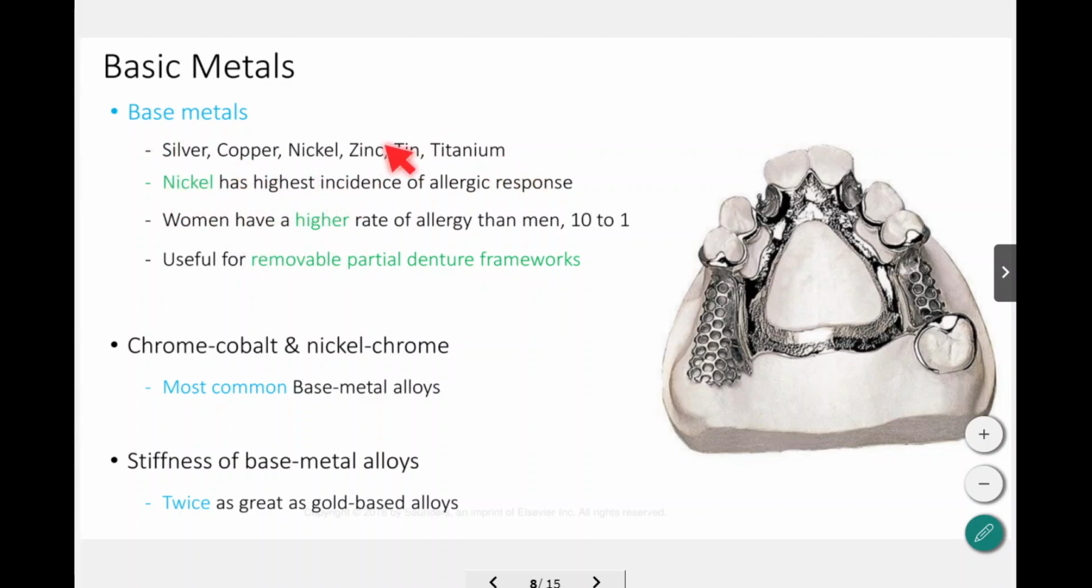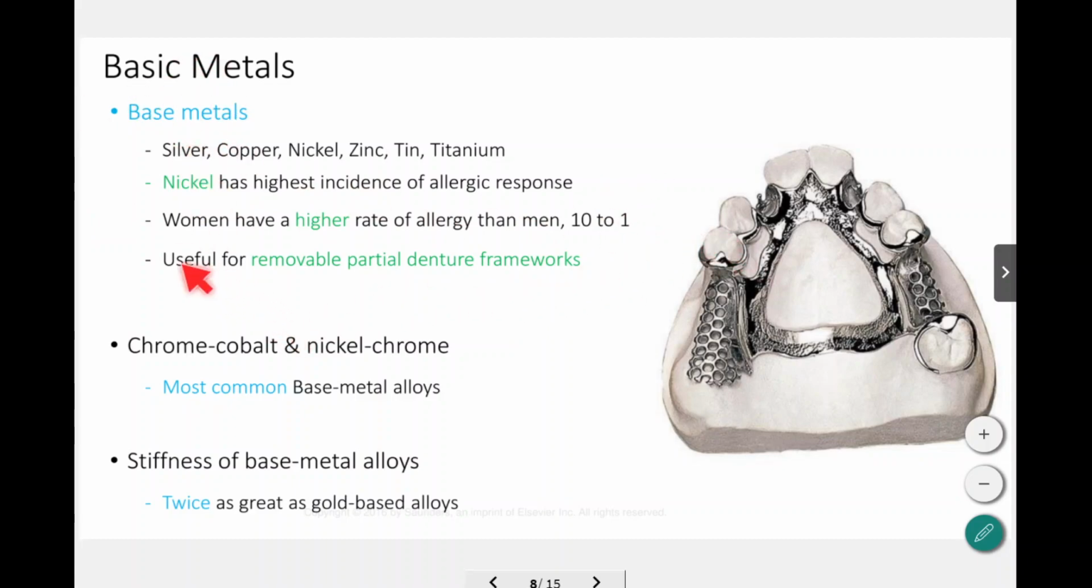Nickel has the highest incidence of allergic reactions, so some people are actually allergic to nickel, and women, an interesting piece of information, have a higher rate of allergy than men, like 10 to 1. And they're saying it's because women wear jewelry at a younger age maybe, and these have some nickel in them that will develop that allergy, and that's why they have a higher allergy to nickel than men.